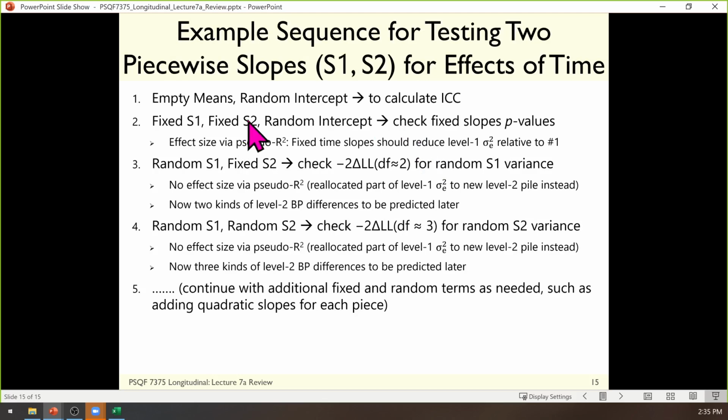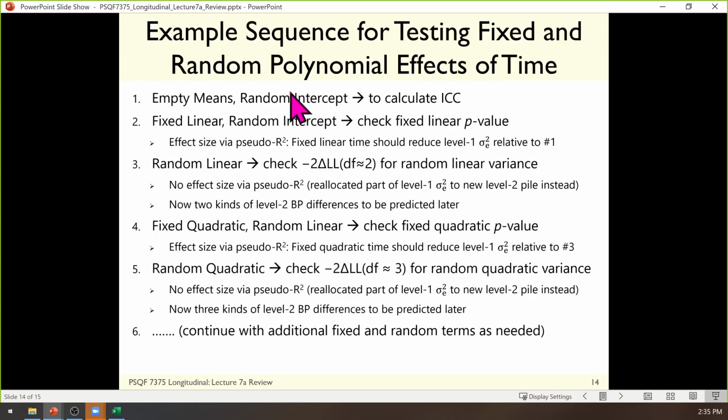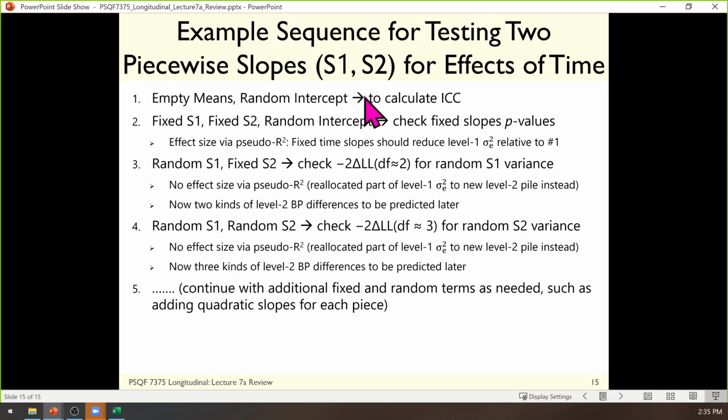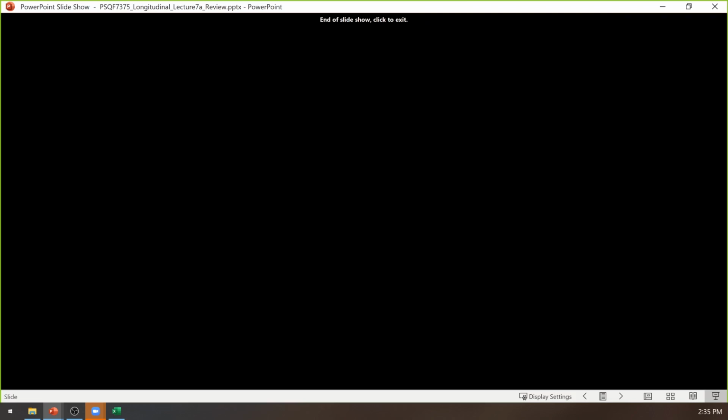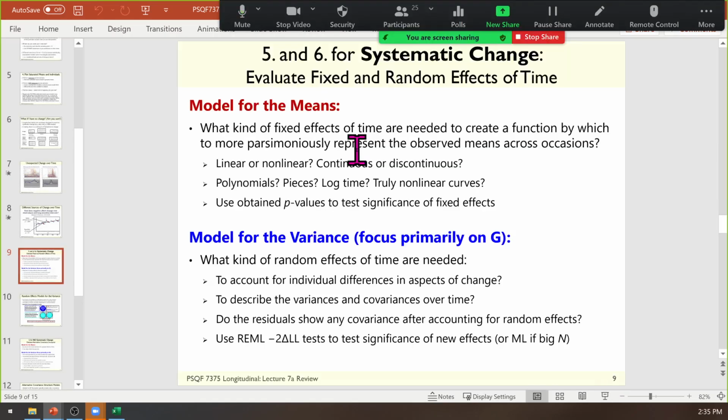So then the steps, these are just some slides to make a suggested stepwise sequence of how you would add terms to the model. This is for polynomials on this slide, 14. Yeah, so you did this in homework 3. For piecewise models, you'll get a chance to practice this in homework 4. And that's the end of the review. Okay, questions or comments on any of that?